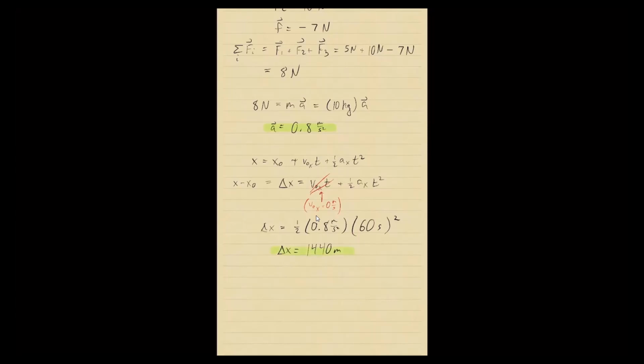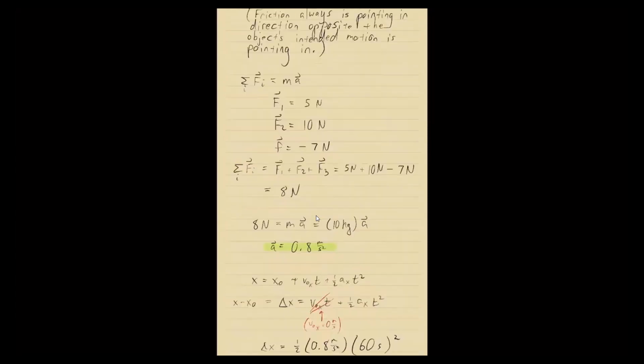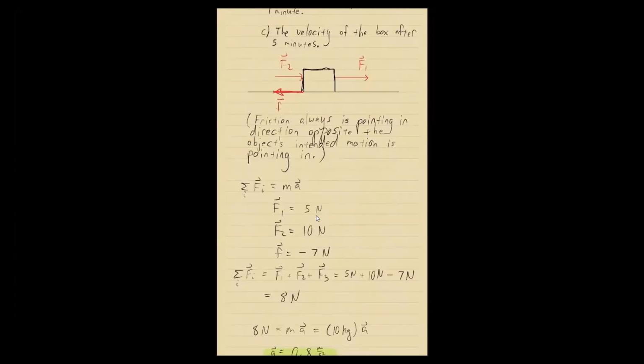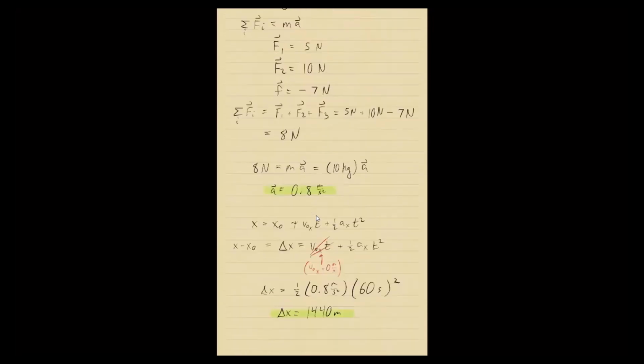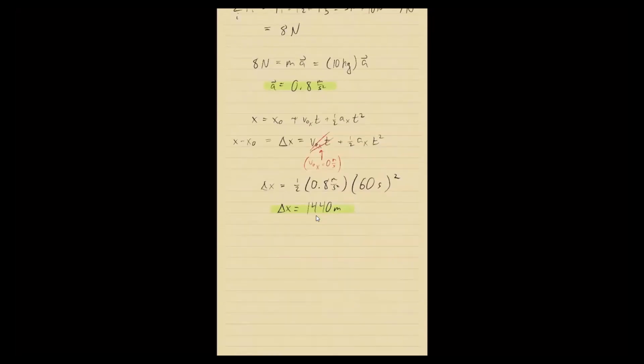And last but not least, the problem wants us to look at the final velocity of the box after 5 minutes. So for part C, we know that the time is 5 minutes. And we know that there's 60 seconds in 1 minute. So the units of minutes cancel out. And then the unit of time that we have is now 5 times 60, or 300 seconds.